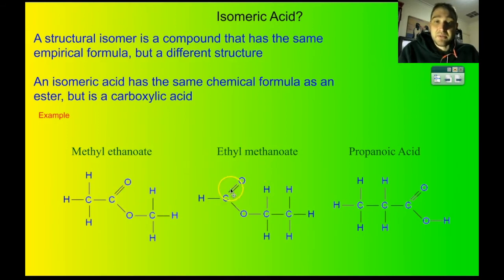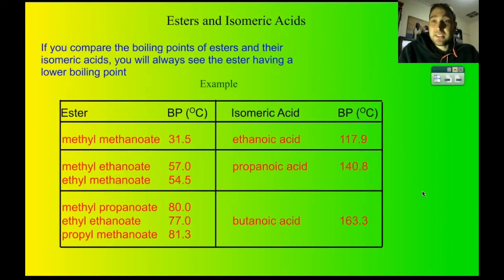If we compare that, we've got another ester that has the same number of carbons, hydrogens, and oxygens: ethyl methanoate. We're taking the extra carbon from here and placing it over here. That has the same number of carbons, hydrogens, and oxygens. But again, we can rearrange that and we can make a carboxylic acid. So this is the isomeric acid of these esters. So that's what an isomeric acid is. Now let's have a look at what the effect is.